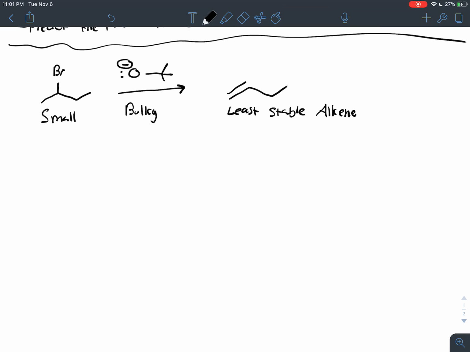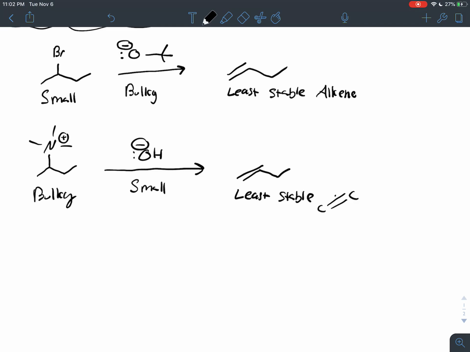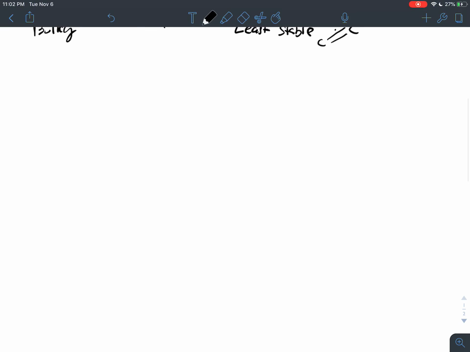However, in Hofmann elimination, the roles are reversed. Here, you have a bulky leaving group followed by a very small base. So here that's small, and this is bulky. Because of that, you can assume it will give you the least stable alkene as well. So here, you can see the concepts are reversed. Now let's get into depth with the reaction.